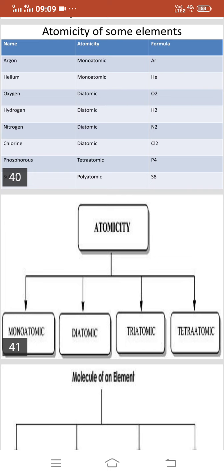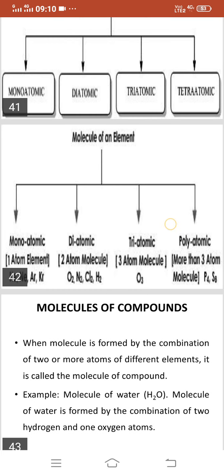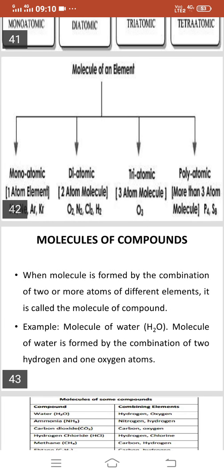So you can see in this particular slide, atomicity can be divided into various types: monoatomic, diatomic, triatomic, tetraatomic. Molecule of an element: monatomic, diatomic, triatomic, polyatomic. Now the next topic is molecules of compounds.